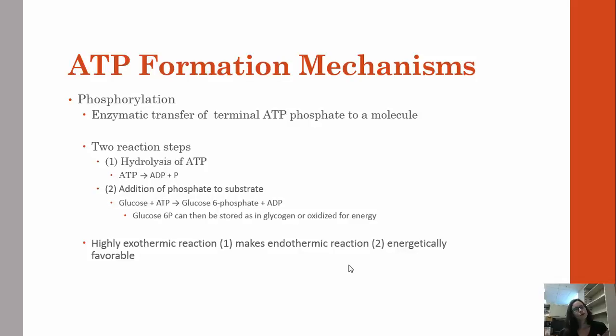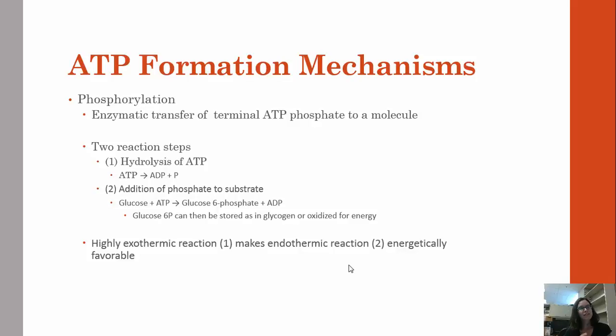So then, glucose 6P has this high energy bond, and that can be stored as glycogen and oxidized for energy whenever we need it, such as when we do exercise or when we just haven't had enough energy input from fuel in a while. It can then release that energy that we need.